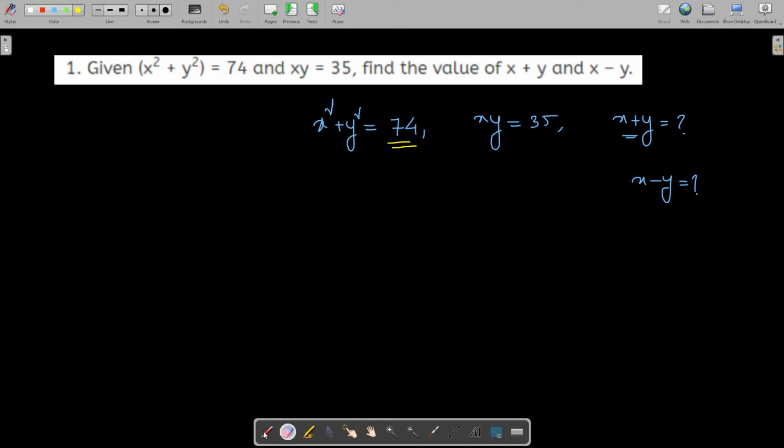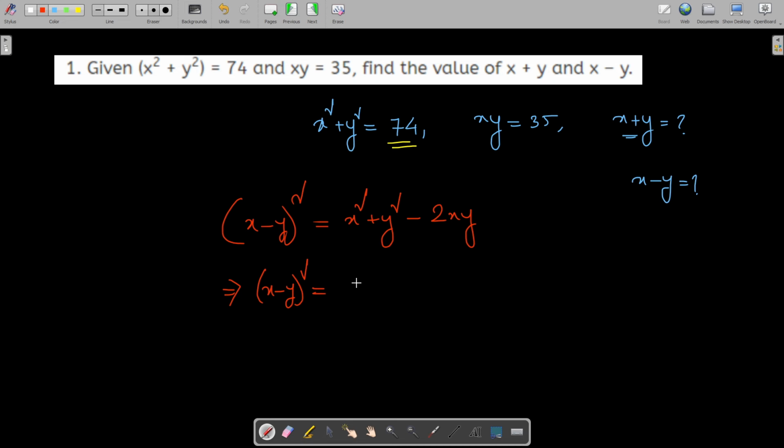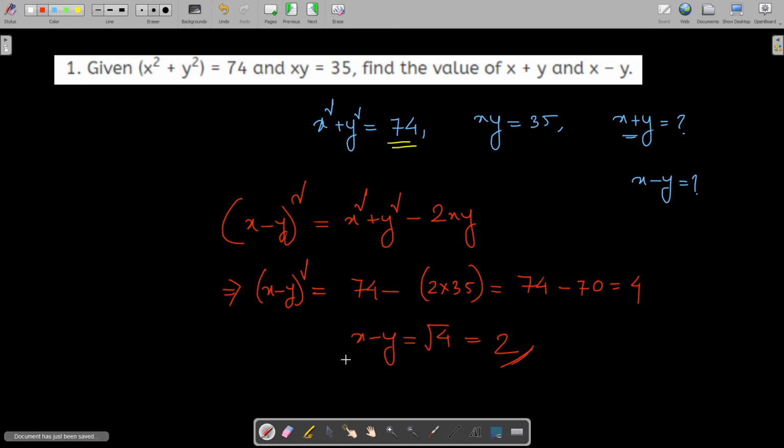Now let's do the same question and find the value of x minus y. So for x minus y, we'll simply do x minus y whole square, which will be equal to x square plus y square minus 2xy. So we'll just simply replace the values. X square plus y square is given 74, minus 2 into 35. So what will be the value? 74 minus 70, which is 4. So x minus y whole square is 4. So x minus y will be equal to root over 4. Answer will be 2. I hope all of you understood.